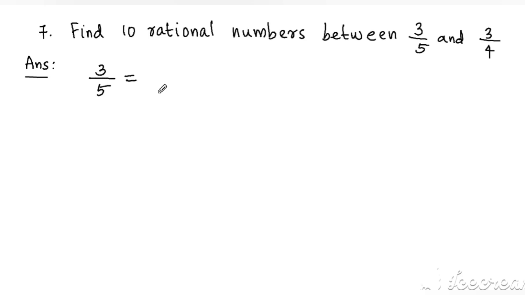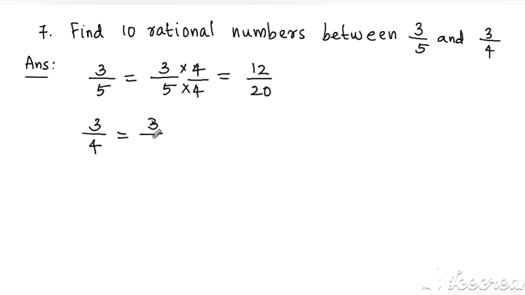So we have to find a common multiple of 5 and 4. You can take any common multiple. I am going to multiply 3 by 5 by 4, so that the denominator becomes 20. So the numerator is 12 and the denominator is 20. So 3 by 5 becomes 12 by 20. In order to obtain the denominator 20, you have to multiply 3 by 4 by 5. Multiply the numerator and denominator, so that is equal to 15 by 20.